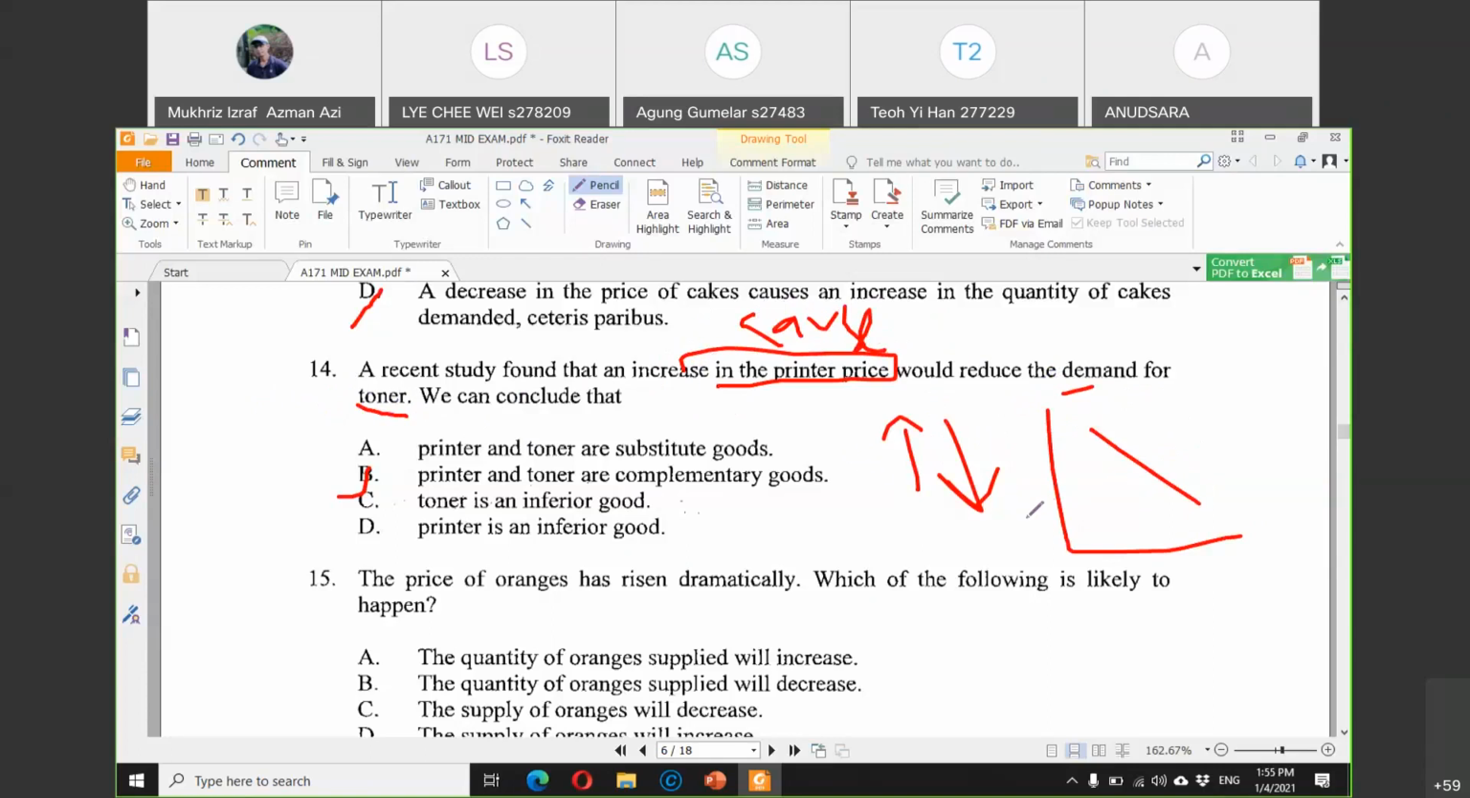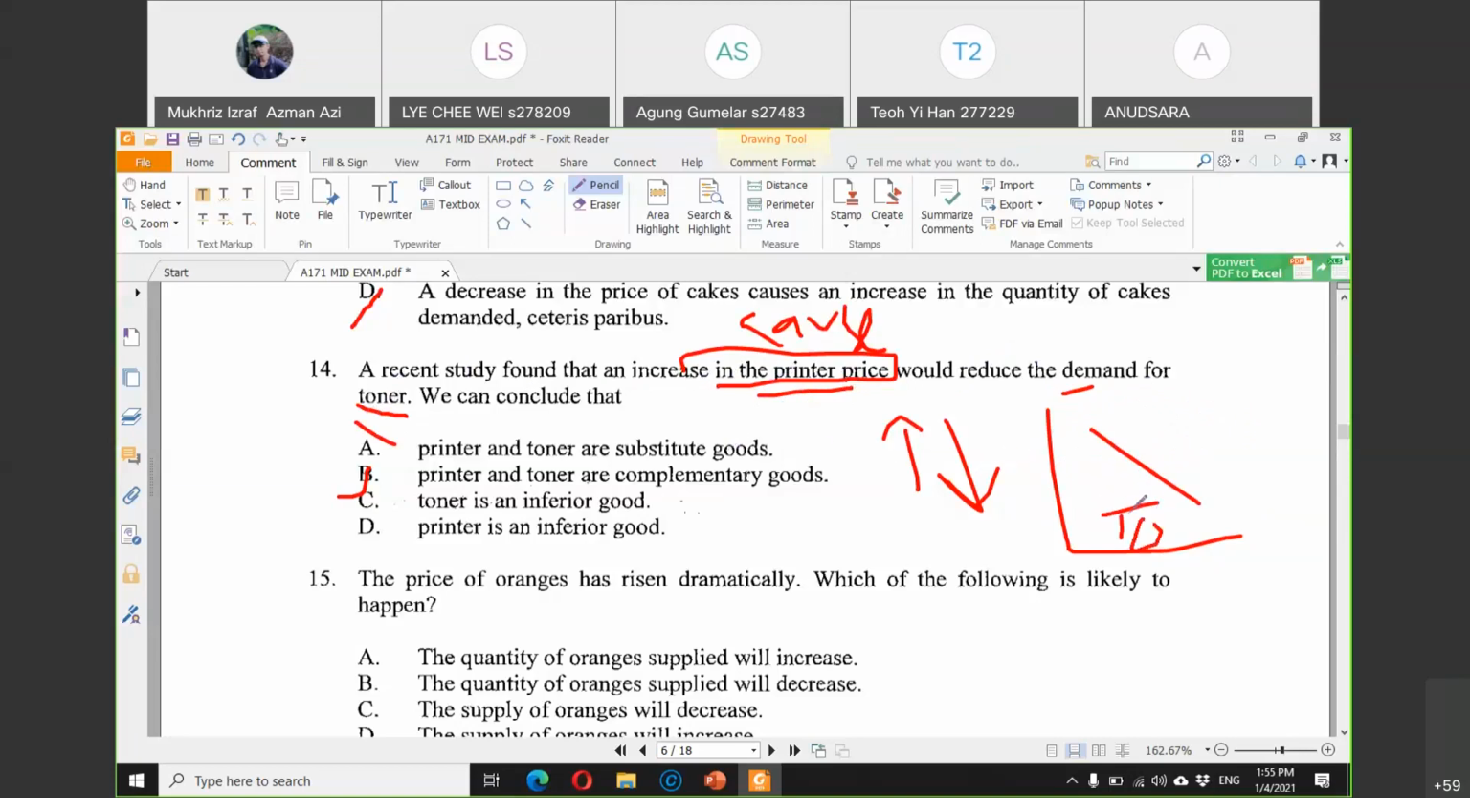Okay, if you were to show that the demand curve reduces, or shifts to the left, what demand curve are you supposed to draw? Demand curve for the toner or the demand curve for the printer? Okay, so you are supposed to draw the demand curve for the toner, because toner is the effect.